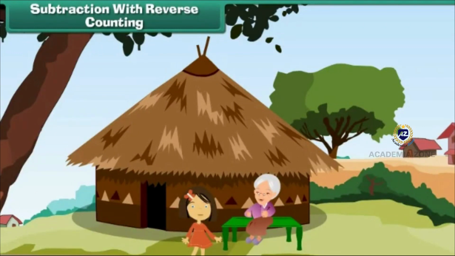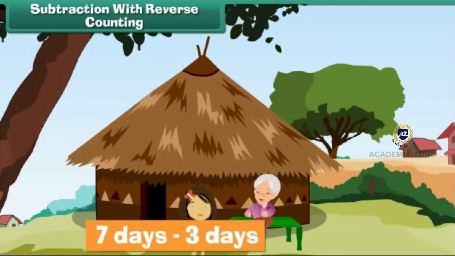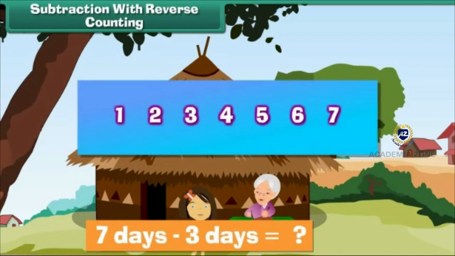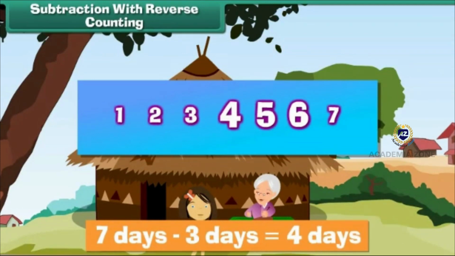Subtraction with reverse counting. Now let us attempt the same exercise counting backwards. Sanya is spending 7 days with her grandmother in the village. She came to the village 3 days back. How many more days can she stay with her grandmother? Move backwards from 7 and count 3 numbers because Sanya has already spent 3 days in the village. 6, 5, 4. She can spend 4 more days with her grandmother.